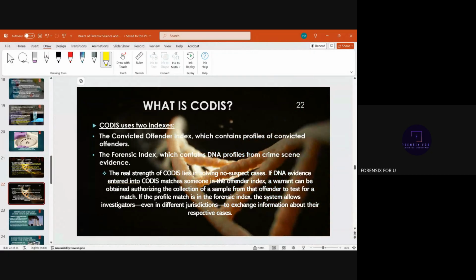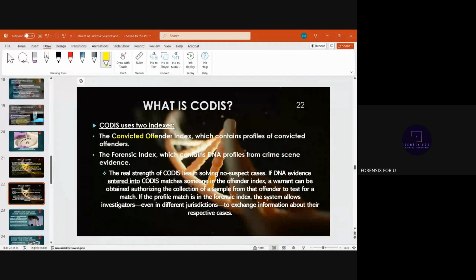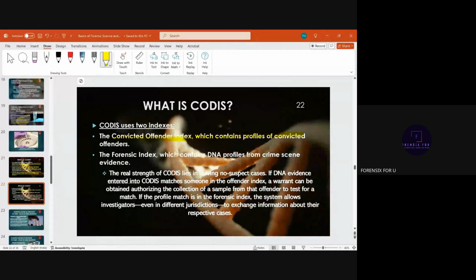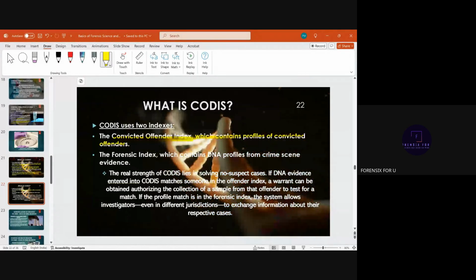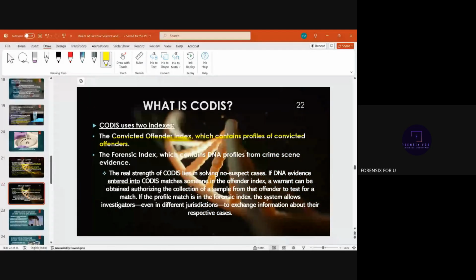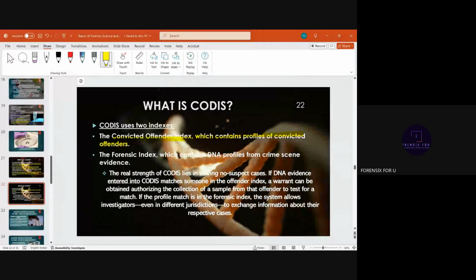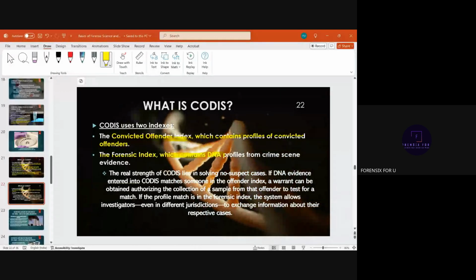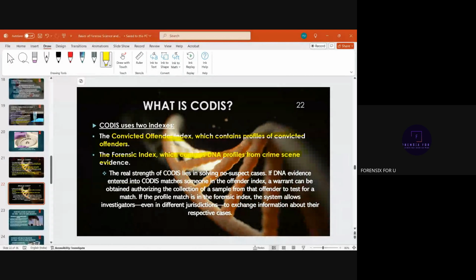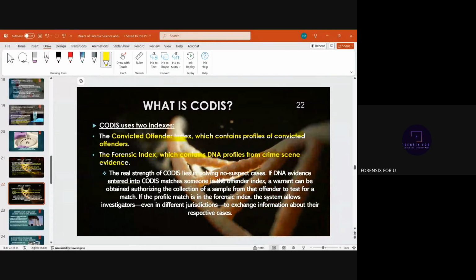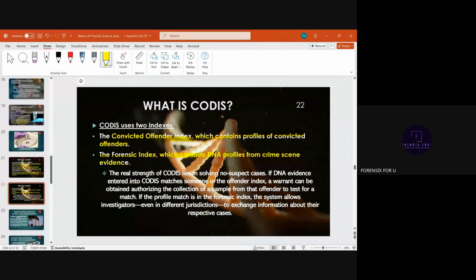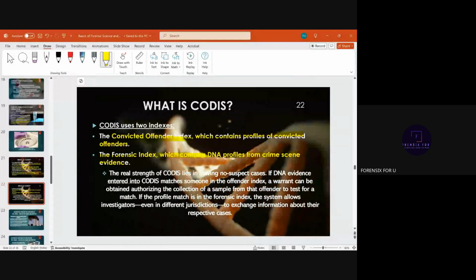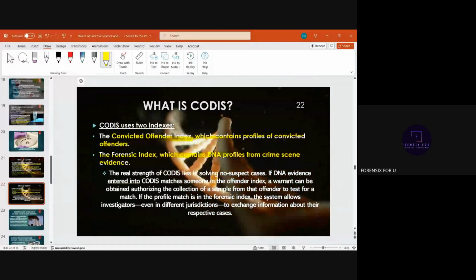So the CODIS has two basic indexes: the convicted offender index, that contains the profiles of the convicted offenders or the people who have been arrested and have been convicted and they are in the jail. So they have their DNA profiles, and the forensic index, which contains DNA profiles that are received from the scene of crime.